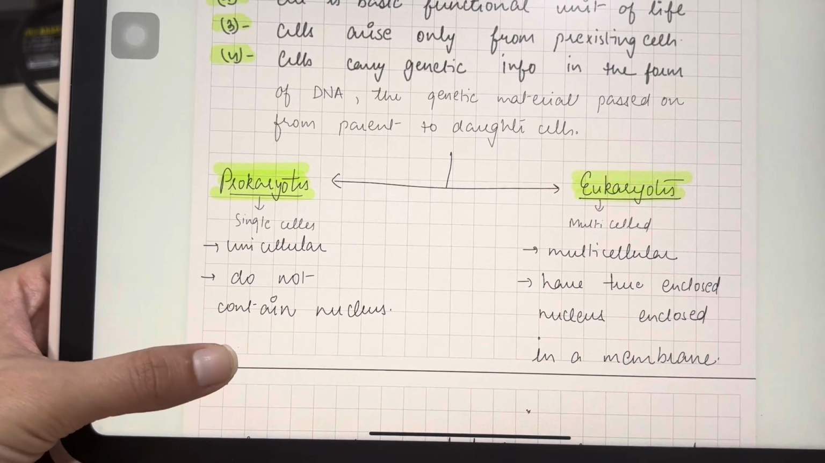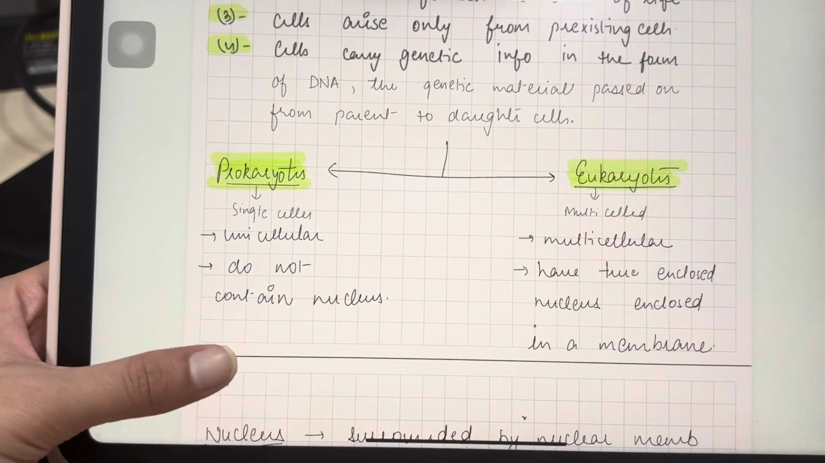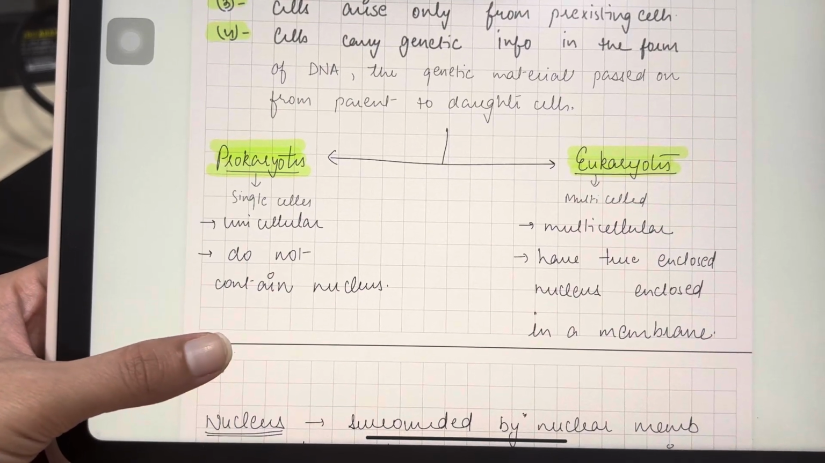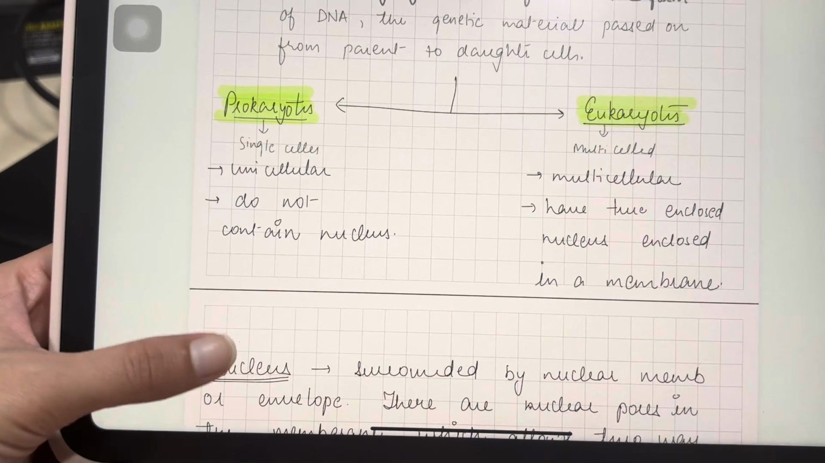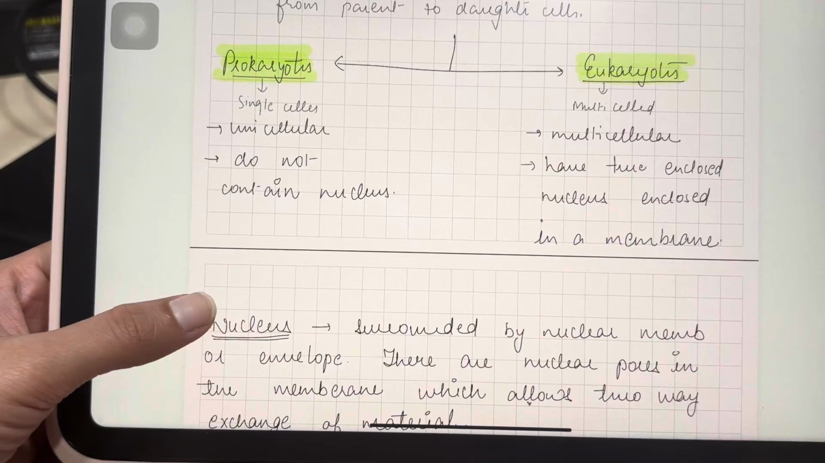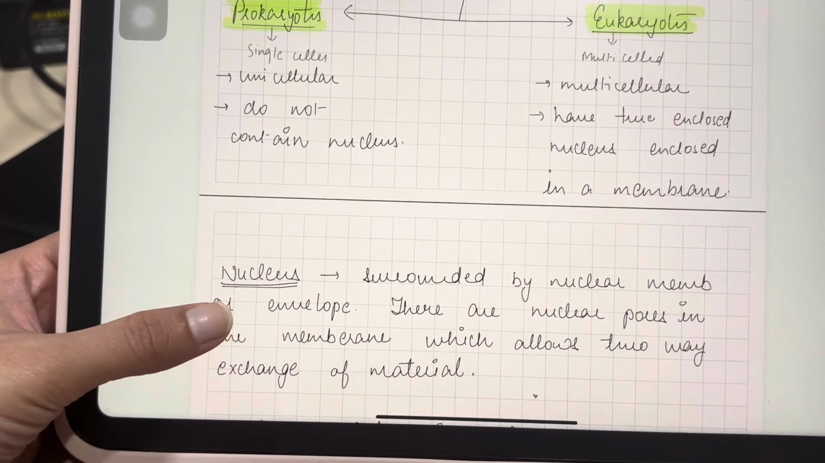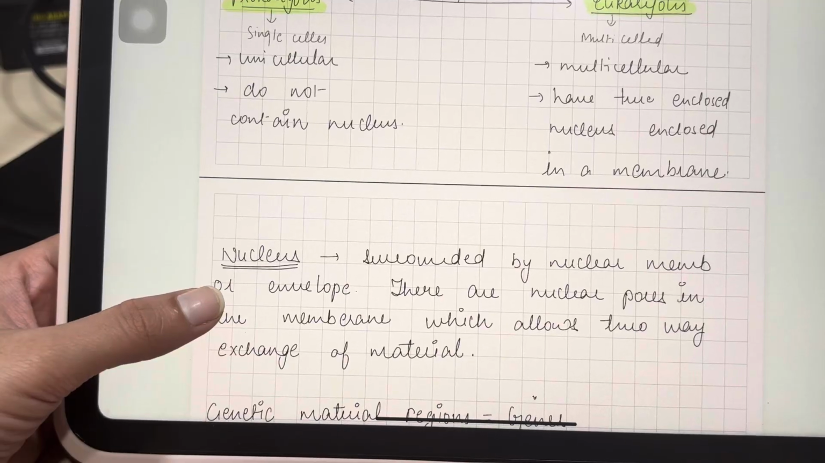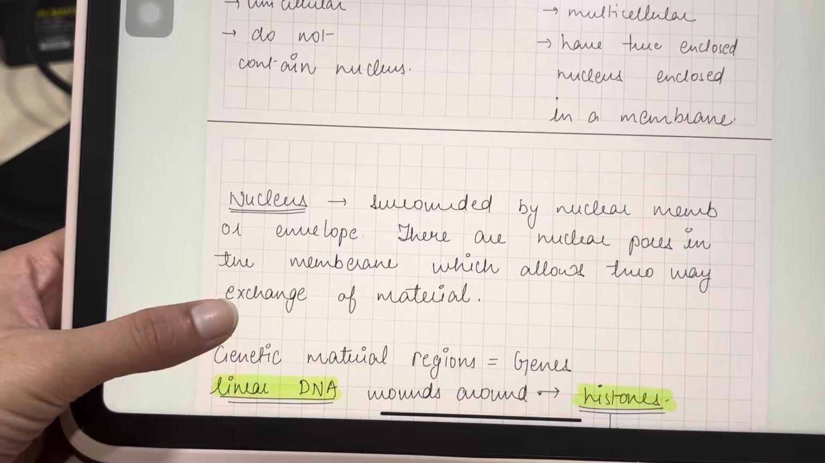The genetic material passed on from parent to daughter cells could be prokaryotic or eukaryotic. Prokaryotic cells are single cells, unicellular, and do not contain any kind of nucleus, and eukaryotes are multicellular, and have an enclosed nucleus in a membrane.